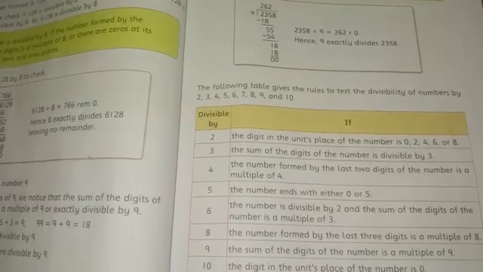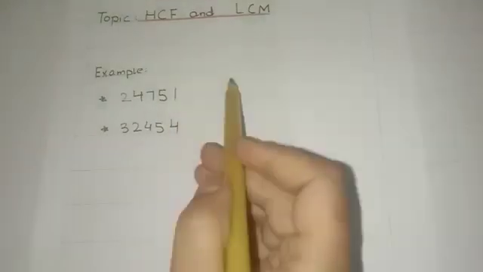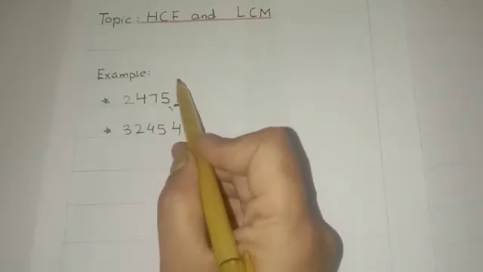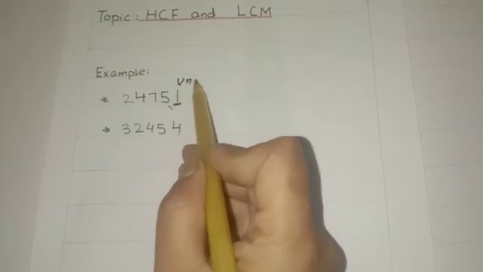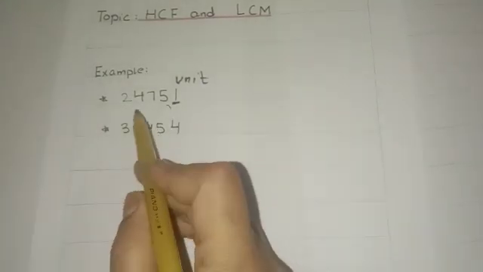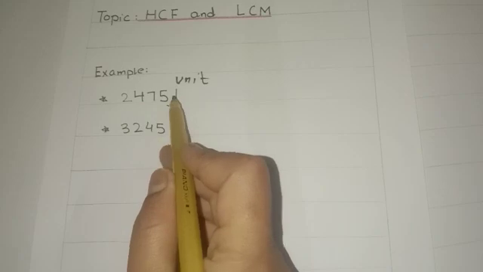Let's see an example. Here we have two numbers, 24751 and 32454. We can easily decide whether these two numbers are divisible by 2 or not by observing the number at the unit place. It is 1. The number at the unit place is 1. It is not an even number, it is an odd number. So this number is not divisible by 2.